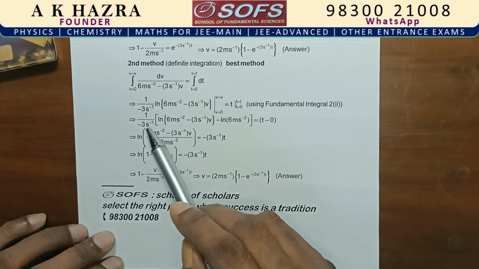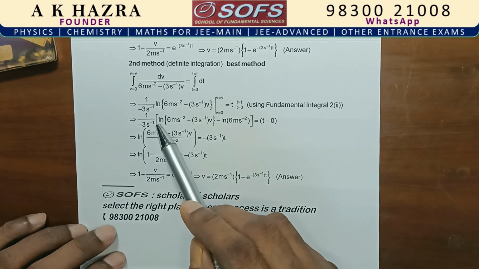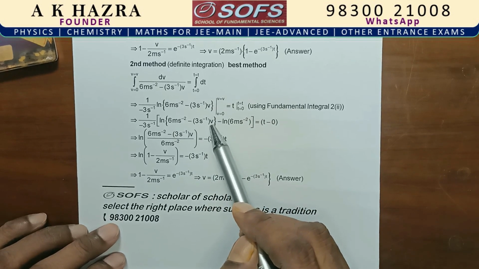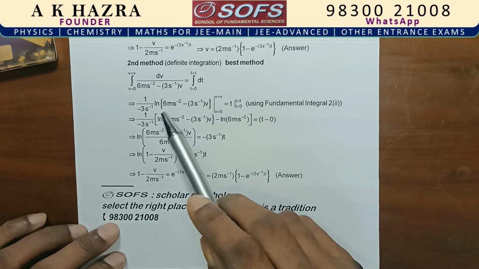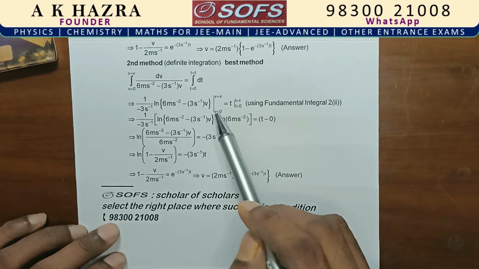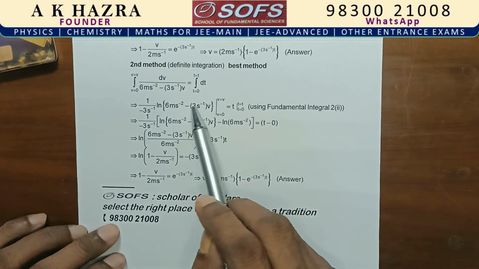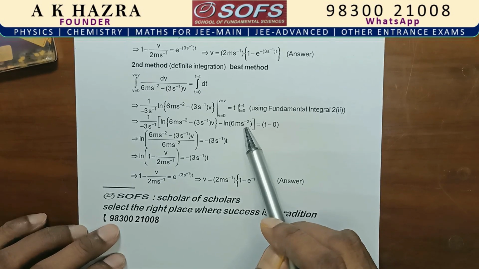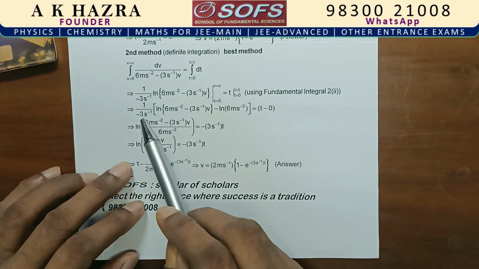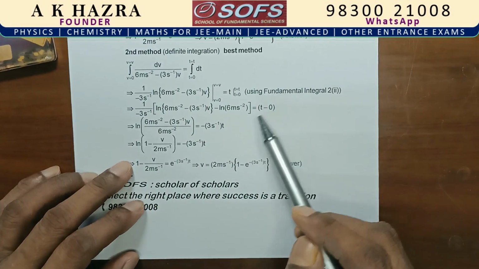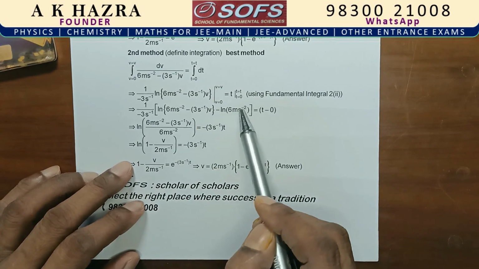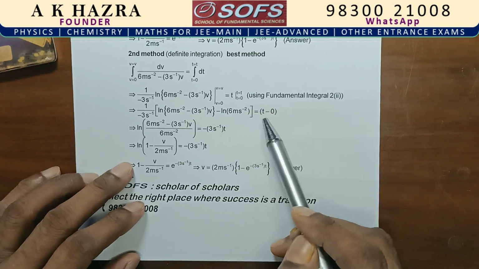So 1 by minus 3 per second remains as it is, ln of 6 meter per second square minus 3 per second v, where v is equal to v, so v remains as it is, minus ln of 6 meter per second square, because at v equal to 0 it is only ln of 6 meter per second square. Ln of 6 meter per second square minus ln of 6 meter per second square is equal to t minus 0, upper limit t minus lower limit 0. Now minus 3 per second is transferred here, so we have ln m by n: 6 meter per second square minus this, divided by this, equals minus 3 per second t.